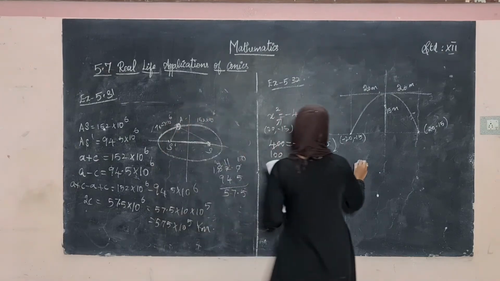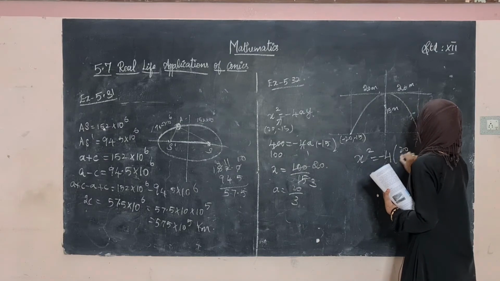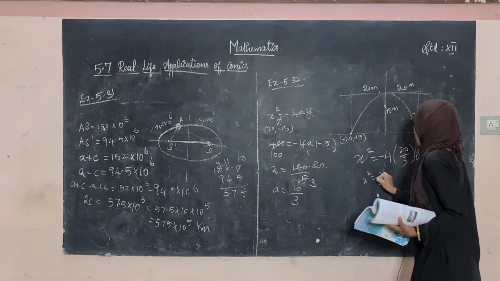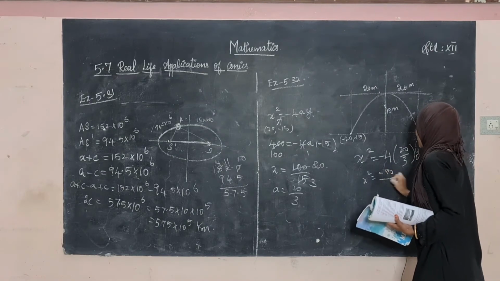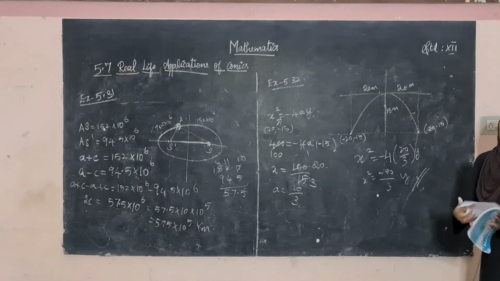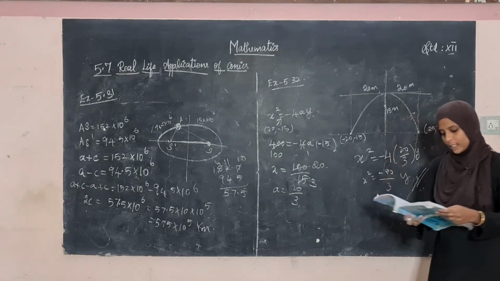So what's the equation of the parabola? X square is equal to minus 4 into 20 divided by 3 into y. That is, x square is equal to minus 80 divided by 3 into y. This is the equation of the required parabola. Okay, the next sum is example 5.33.